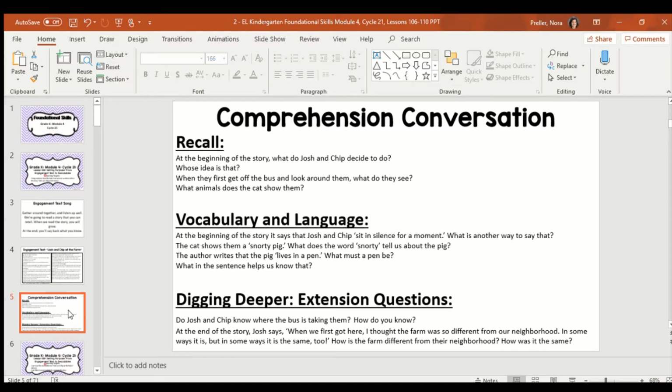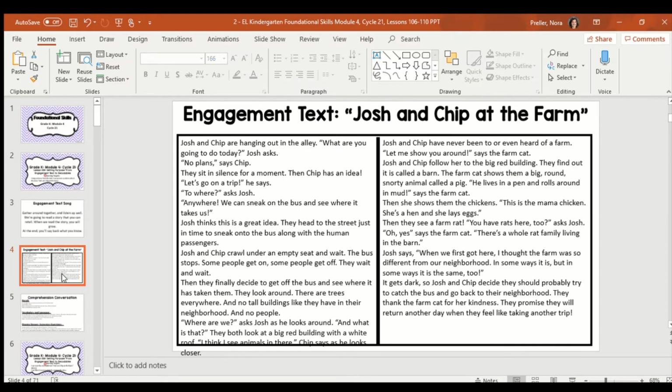Boys and girls, I hope you were able to picture in your brain what was happening in that story. Now we're going to have a comprehension conversation. Comprehension means that you are thinking about what happened, what was read to you. Did you understand what was going on? My first question is, at the beginning of the story, what do Josh and Chip decide to do? Now remember, our learning target was to use evidence from the text. So I'm going to be flipping back and showing where we find our answers in the story.